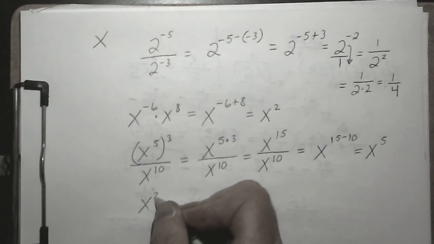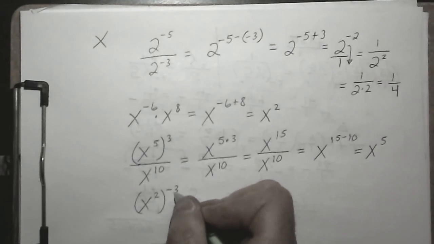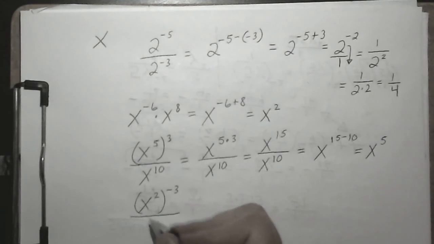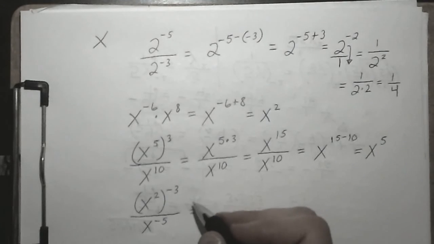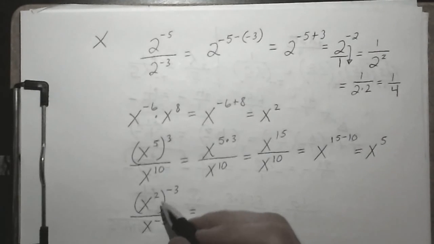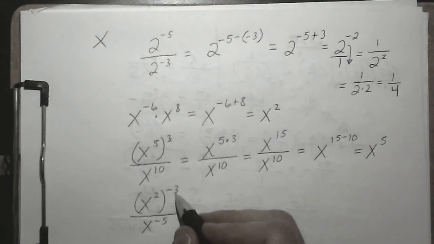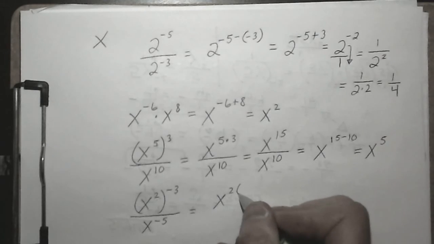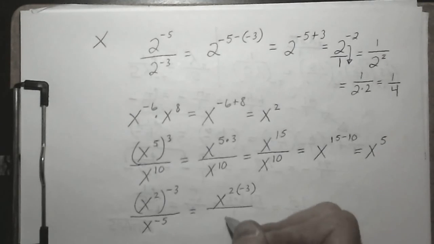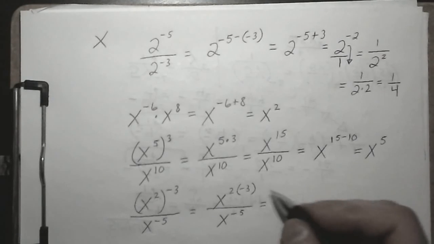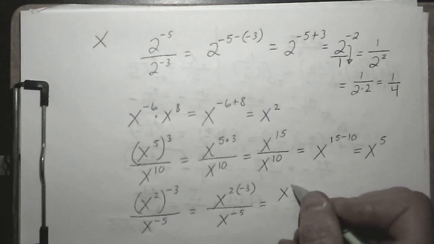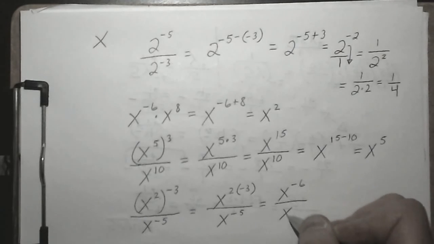Now let's try another one. x to the 2nd power raised to the negative 3rd power, all divided by x to the negative 5th power. First, we will simplify the numerator, realizing that we have a power being raised to a power, in which case we are to multiply the exponents. So x squared to the negative 3 power is x to the 2 times negative 3 power, and that'll sit over x to the negative 5 power. In the numerator, we now have x to the 2 times negative 3 power, which is x to the negative 6 power, and that is divided by x to the negative 5 power.